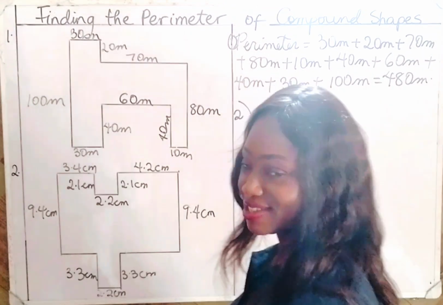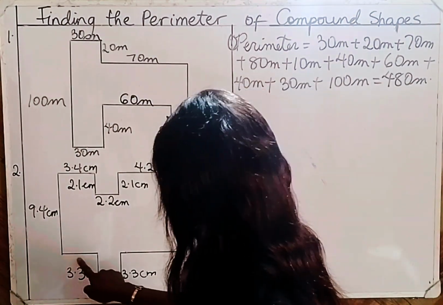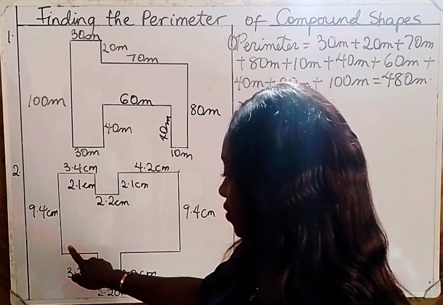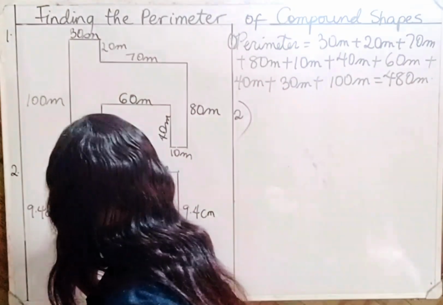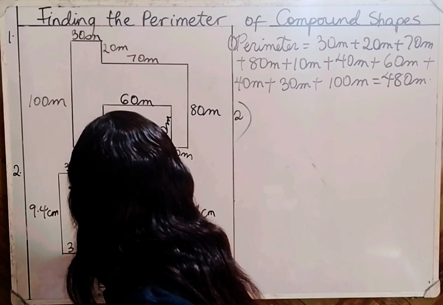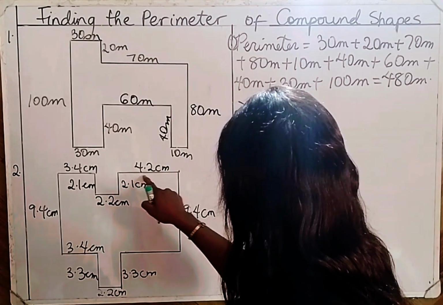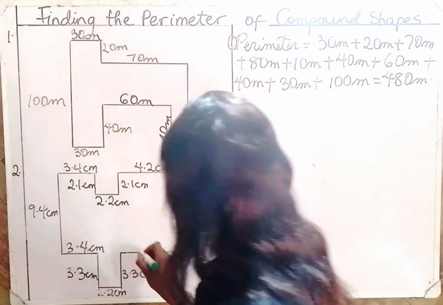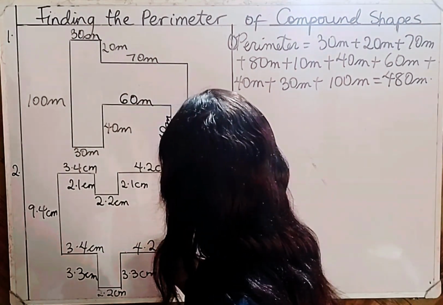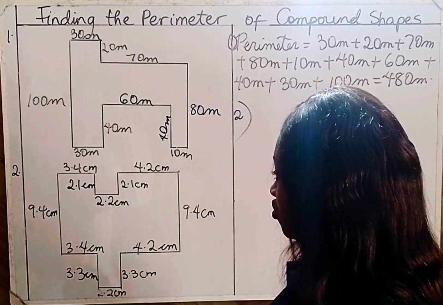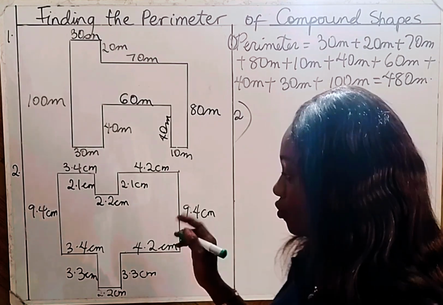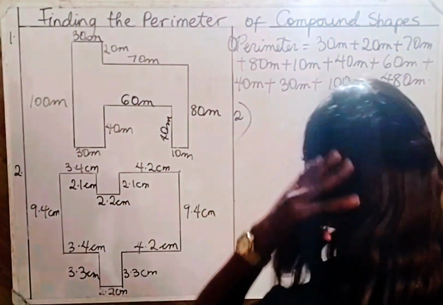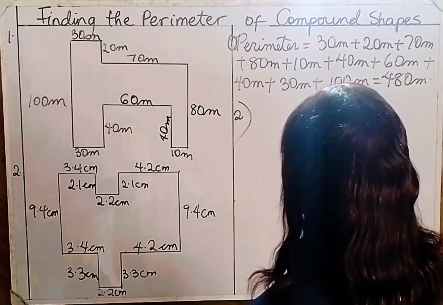But that's not all yet. We still have this length and this length. The length here is 3.4 centimeters. That means this length is also 3.4 centimeters. And if this length here is 4.2 centimeters, this length here is also 4.2 centimeters. Yes, I think we've been able to figure out the length for all the sides of this compound shape. Now let's add all together.